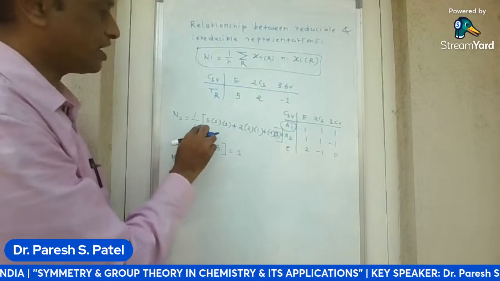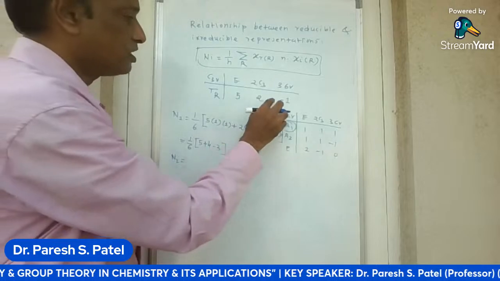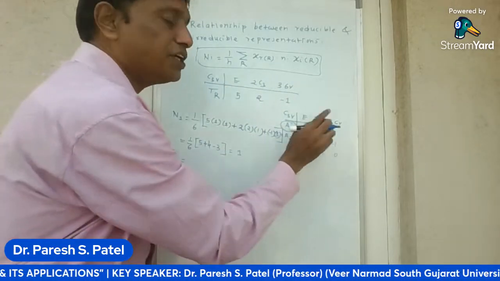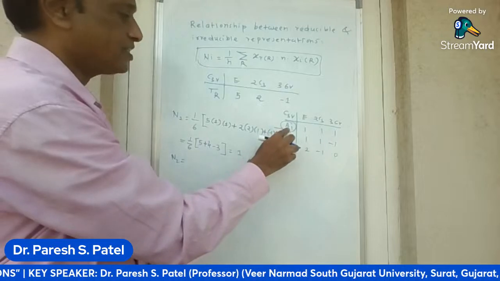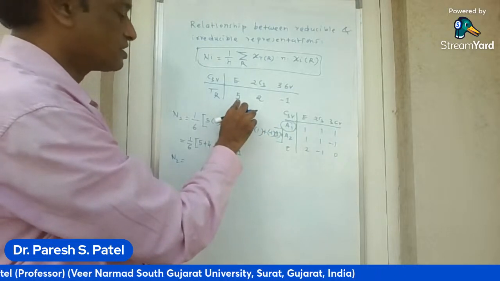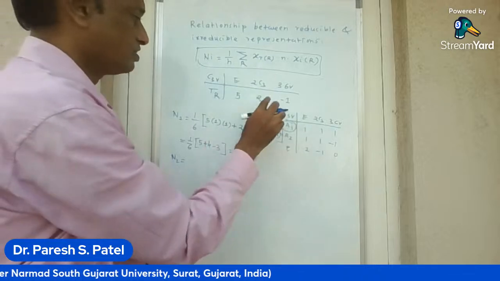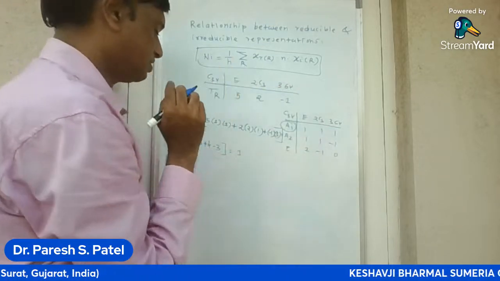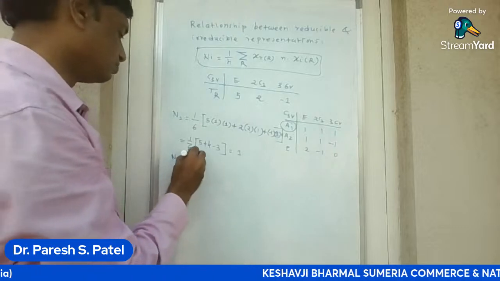So how to find out n1? These are the reducible representation characters, these are the numbers of symmetry operations, and these are the irreducible components. So n1 with respect to A1: the reducible representation 5, 2, minus 1; the operations 1, 2, 3; the irreducible components 1, 1, 1. This is equal to 1.